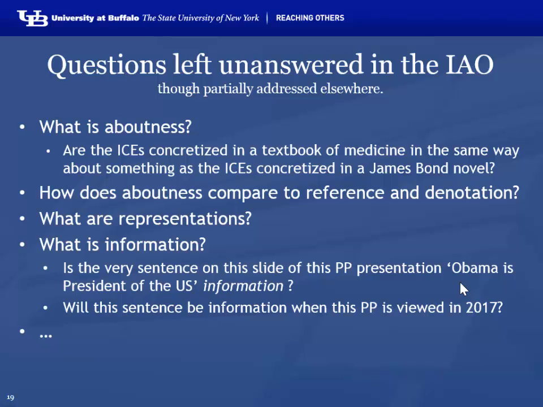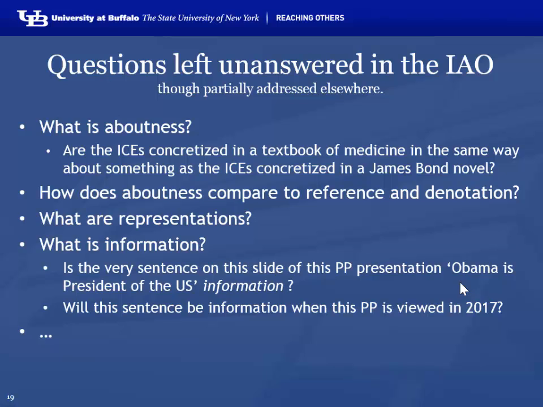How does aboutness relate to the reference of language? What are representations, which is a word which is often used when talking about aboutness, and what is information? So is information what is captured in information content entities?